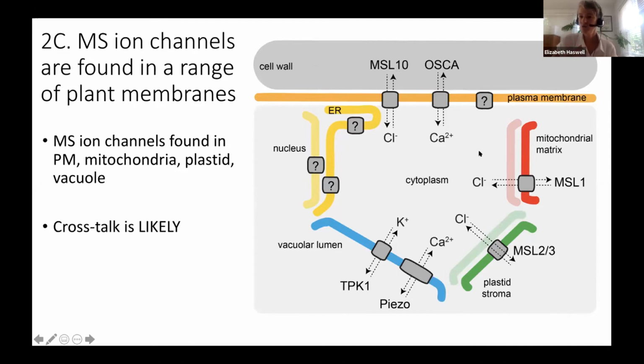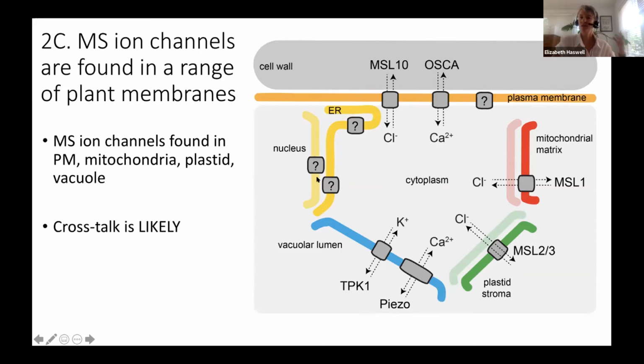But there are also channels found in the mitochondrial membrane. There are ion channels found in the plastid membrane, and there are ion channels found in the vacuolar membrane. We were talking about the vacuole earlier. That's the organelle that helps to create turgor pressure. And in fact, that's where we find piezo channels. Chances are good there are probably also ion channels in the ER and maybe even in the nucleus.